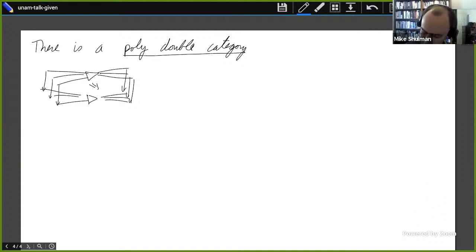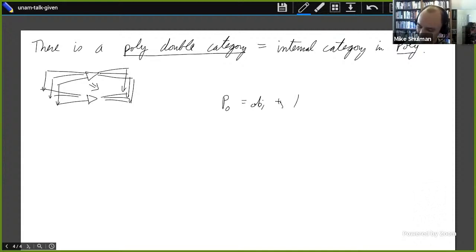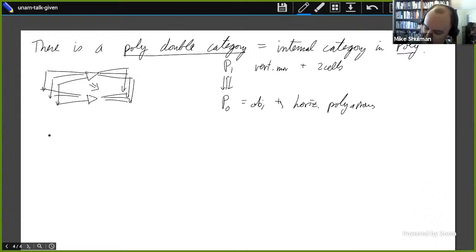And then you've got two cells that look like that. What I mean here formally is that this is an internal category in the category of polycategories. So it's got a polycategory of objects, which is the objects and the horizontal poly arrows. And then it's got a polycategory of morphisms, which are the vertical morphisms and the two cells. And then it's got domain and codomain and unit and composition maps and so on.